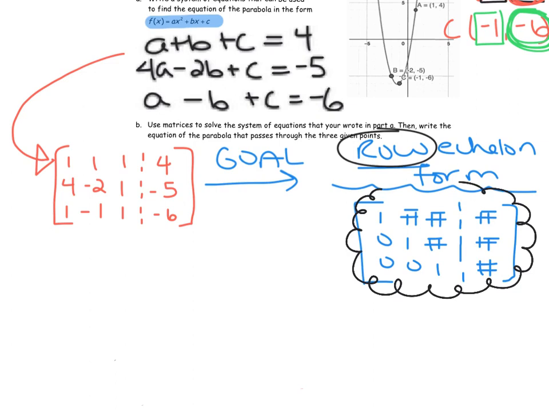Row echelon form. 1s along the main diagonal. We have 0s here, here, and here. Numbers of whatever those constant values are. And we'll end up being able to solve for A, B, and C, okay? All right, so I'm going to erase this goal here, but please make sure you write that down just so I have a bunch of space, okay?